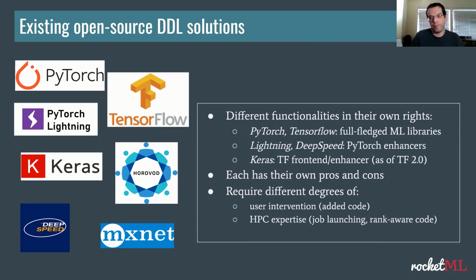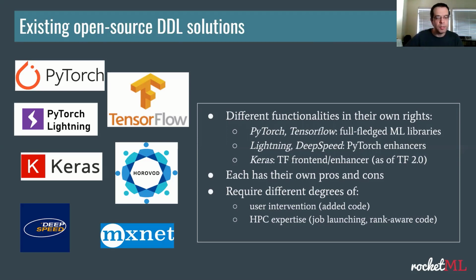And first of all, it's important to say that not all of these libraries sit on the same footing, meaning they're not all full-fledged machine learning libraries or deep learning libraries. For example, PyTorch and TensorFlow are pretty full-fledged deep learning tools. You can use them for anything, training models, running inference.